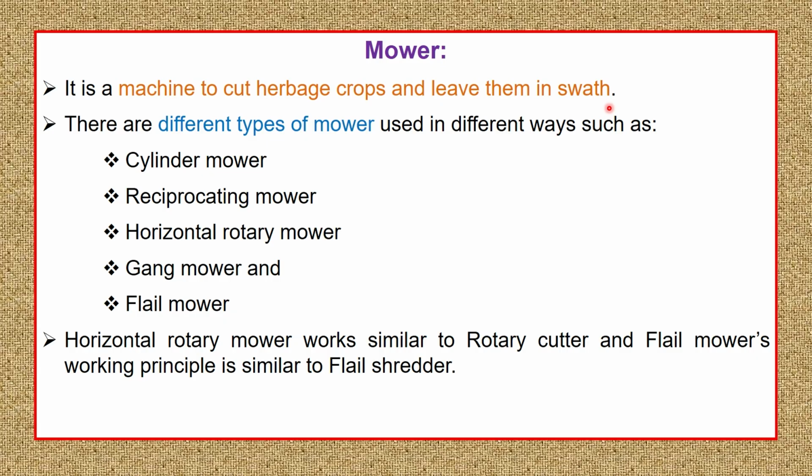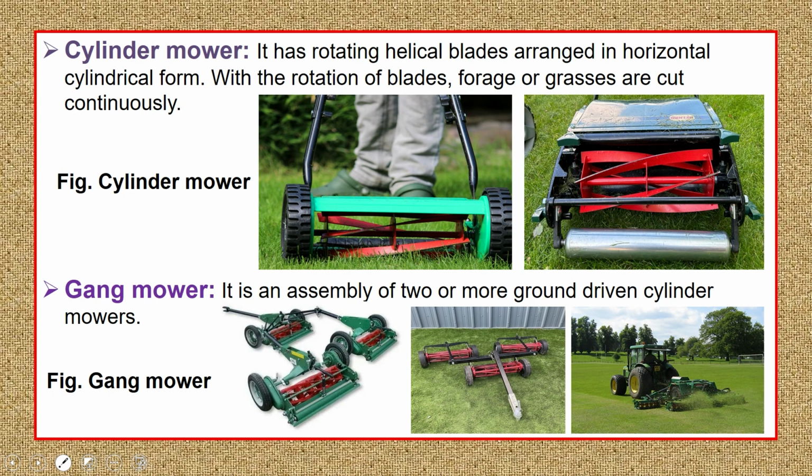So I am not going to discuss again here about those two types of mowers. As far as the cylinder mower is concerned, it has rotating helical blades which are arranged in a horizontal cylindrical form. The blades are arranged helically on the periphery of the cylinder so that it looks like a skeletal shaped cylinder, and whenever it operates, each blade will cut the grasses or forages into pieces, and that's why this type of mower is named after the shape of the cutting unit, which is the cylinder.